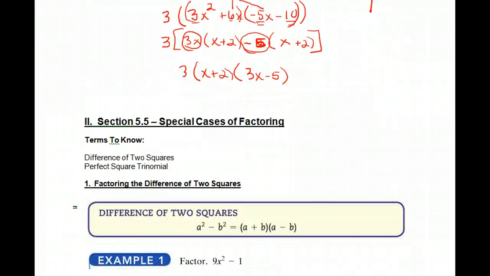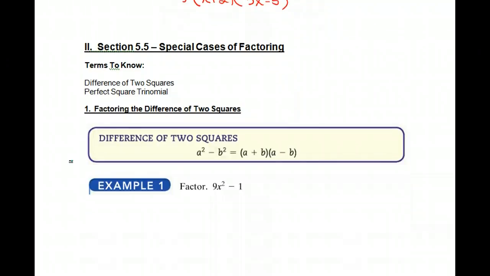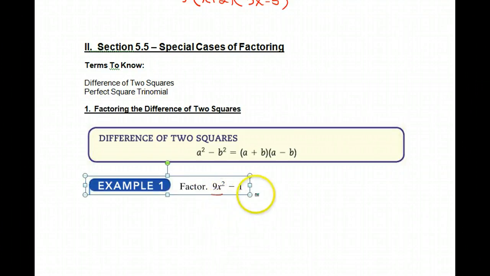We're now going to move on to section 5.5, which you will be tested on, and this is special cases of factoring. We're going to specifically focus on the differences of two squares and perfect square trinomials. The difference of two squares is a special type of factoring because you'll notice that the first term is a perfect square. 9x squared is a perfect square, and the second term is a perfect square. 1 is a perfect square. We can take the square root of both of those terms and we would get an answer.